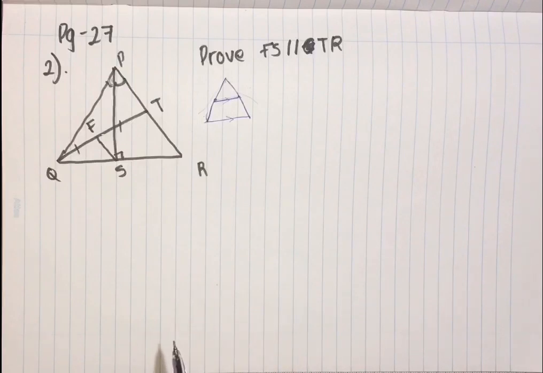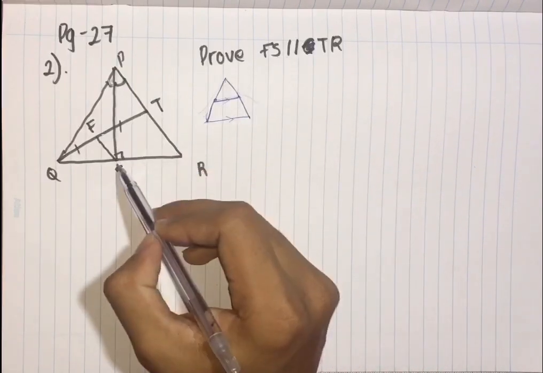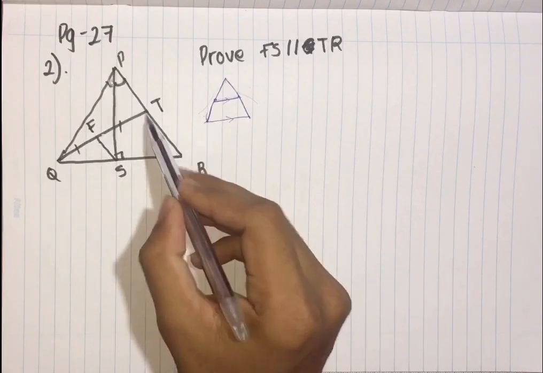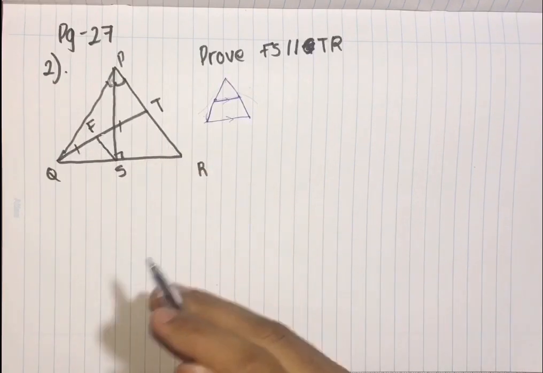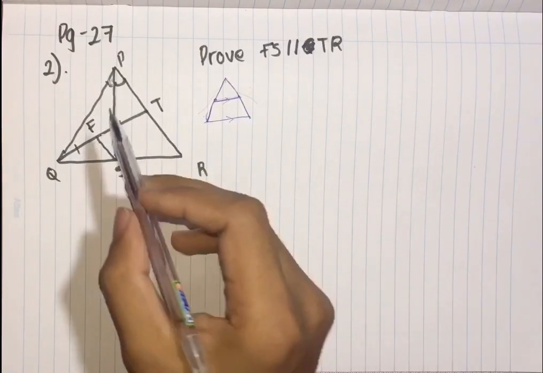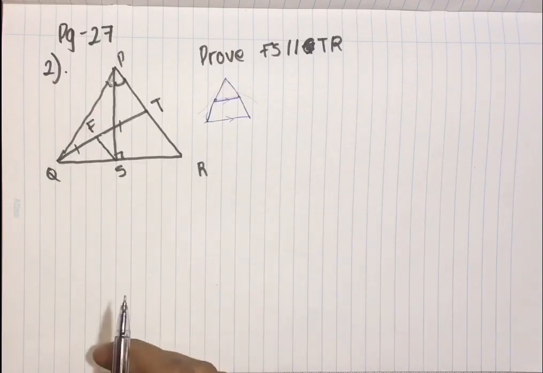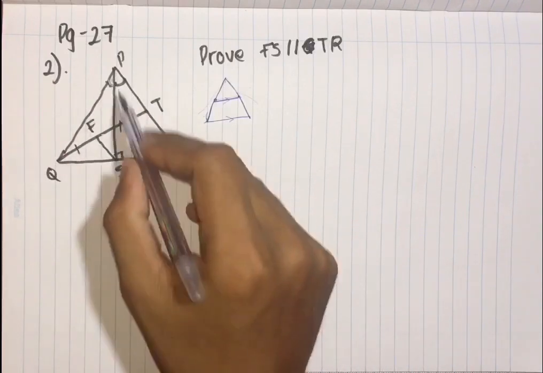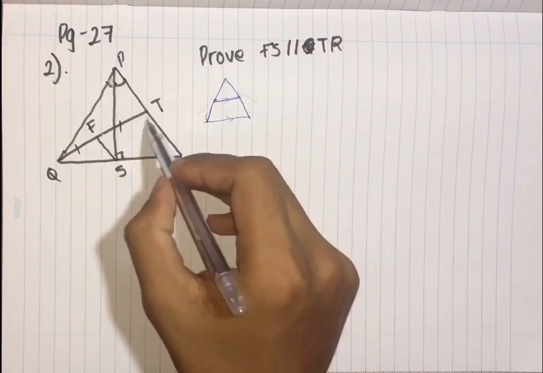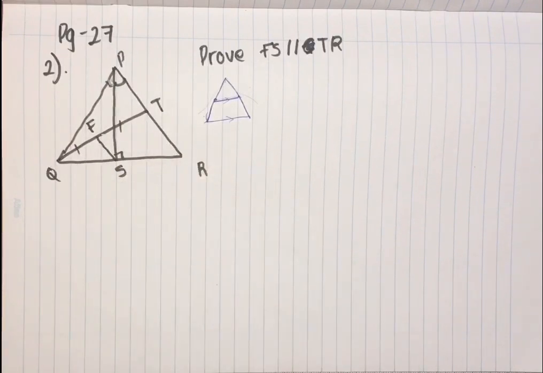Since you have to prove that FS is parallel to TR, think now: here you have a few triangles given. You have a large triangle, inside there are two small triangles, and also there is a triangle on this side. Now, if you consider the triangles, you should think about the midpoint theorem.